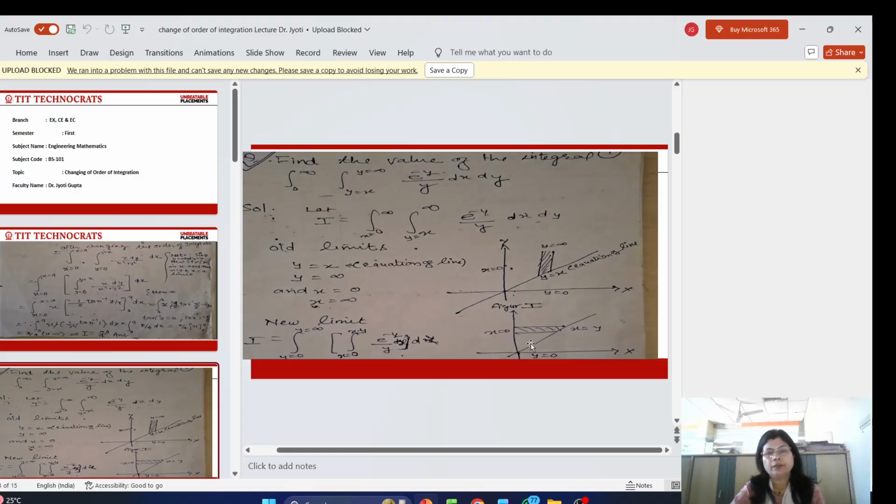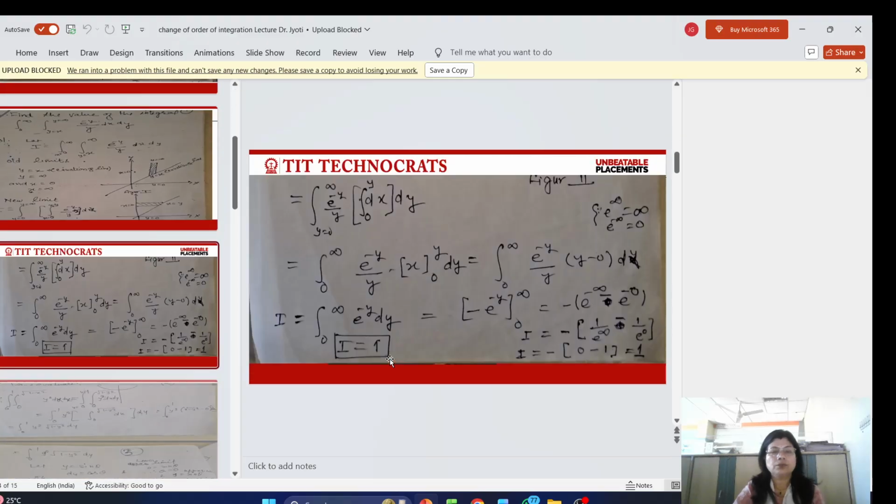now in the second figure we take a strip parallel to x-axis, that is x is equal to 0. Here in y-axis x is equal to 0, and in the straight line x is equal to y, and at x-axis y is equal to 0. So new limit is I is equal to y is equal to 0 to y is equal to infinity, and x is equal to 0 to x is equal to y, of e to the power minus y upon y dx dy. So here y is a constant.